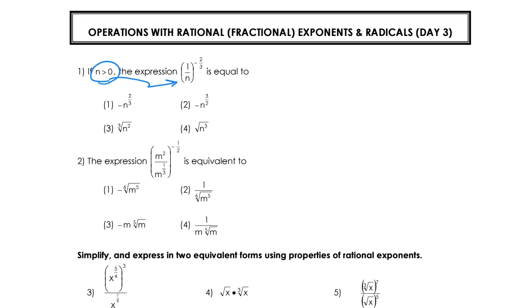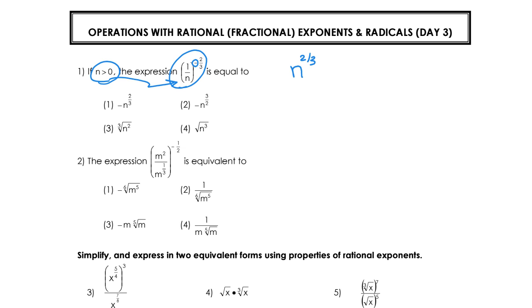All we're going to do is go ahead and rewrite this. First thing we don't like about it is that negative. Okay. And what that negative is going to do is cause the 1 to go downstairs, the n to come upstairs. When 1 is downstairs, we don't really need to write it. And so we could just rewrite this as n, okay, to the positive 2/3. All right, so n changed floors, and therefore our exponent changes sign.